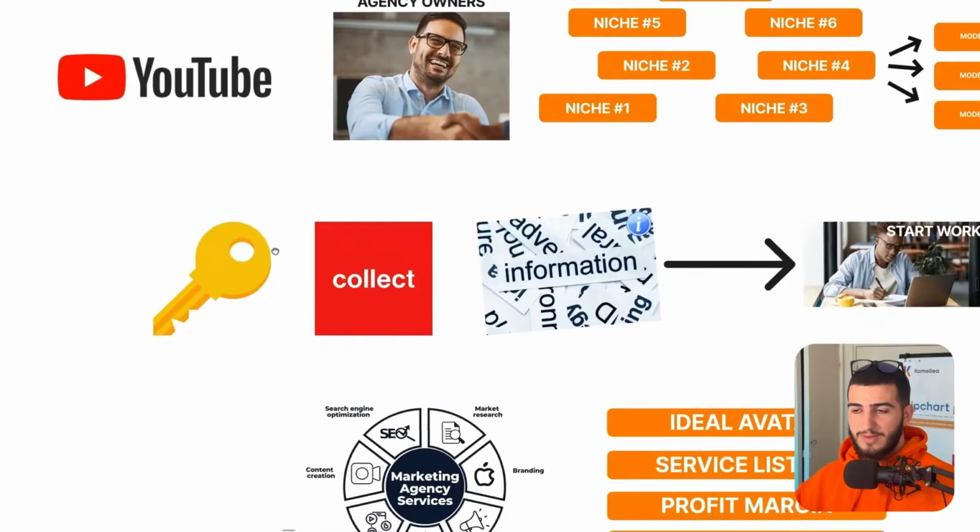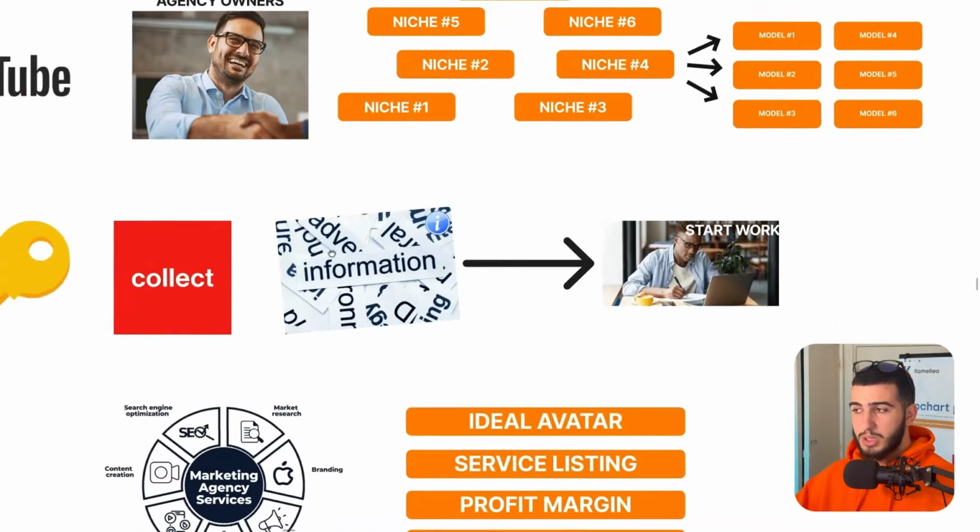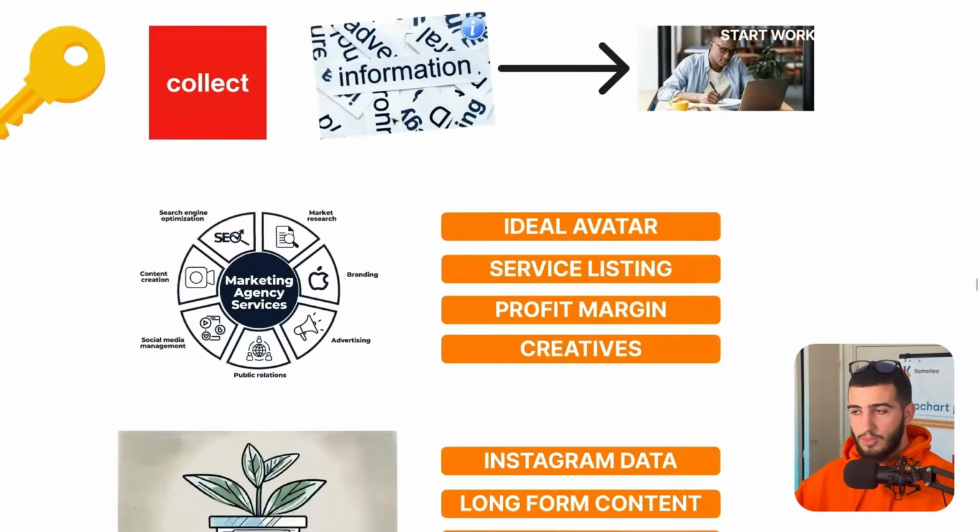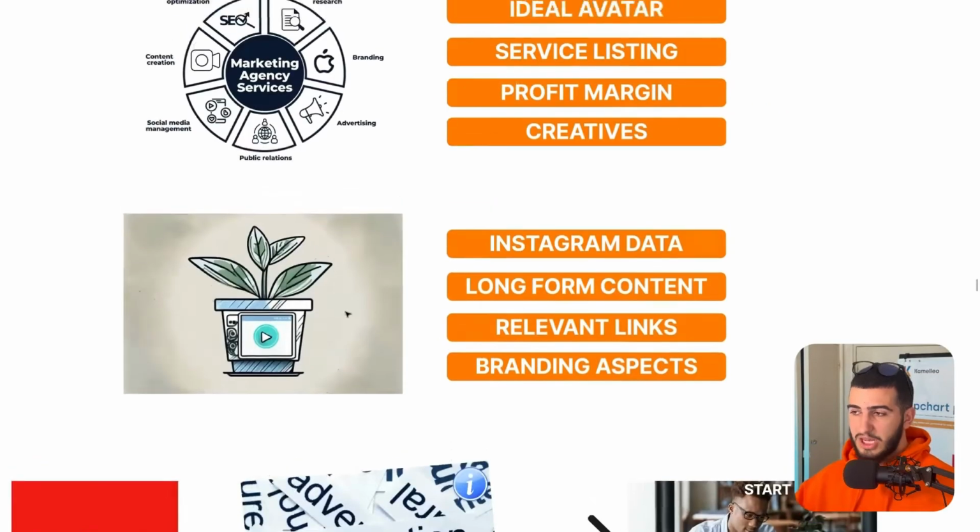The key on the project side of things is you need to collect any sort of information which is essential for you to start any sort of work. So for example, if you're running a marketing agency, this is where you collect things such as ideal avatar, the service listing, the profit margin, so you can calculate the break-even ROAS, or even different creators that they may already have. If you're a lead gen agency or a content agency, for example, you collect things such as the Instagram data, any sort of long form content they have, any relevant links, and any sort of branding aspects like their logos, colors, different things like that.